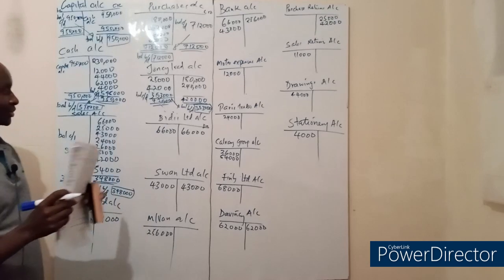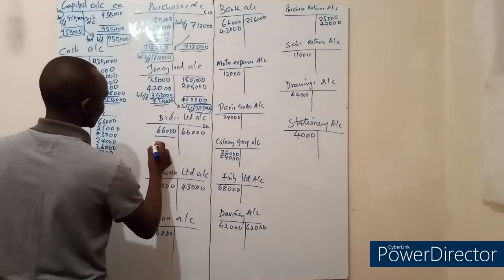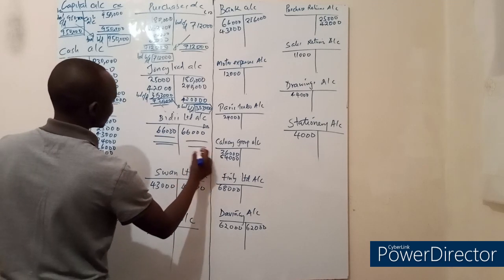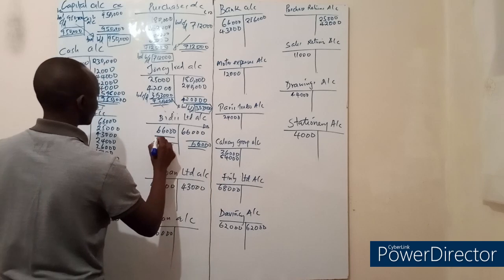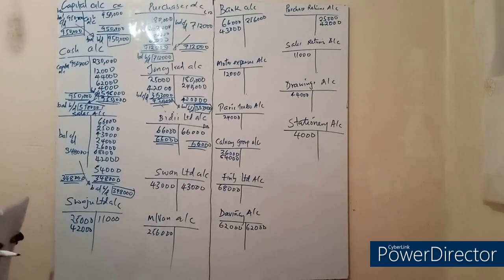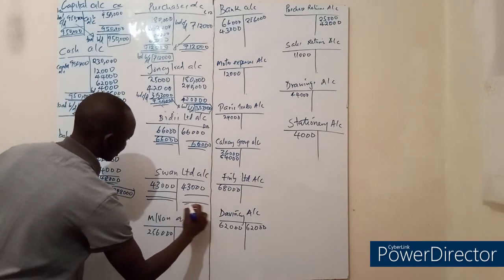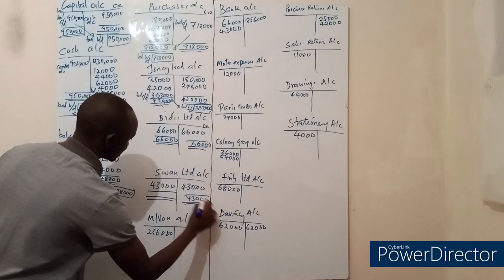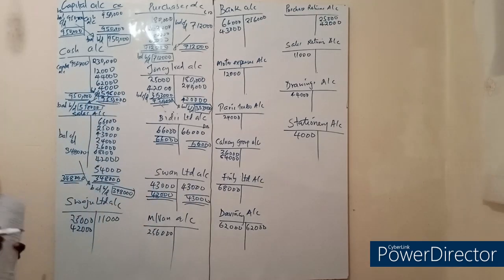So we move on to BDA Limited, 66,000. The other side is 66,000, meaning that we don't have any balance to carry forward. The same case applies to Swan Limited. We don't have any balance to carry forward. So 43,000 this side, balancing also with 43,000 on the other side.